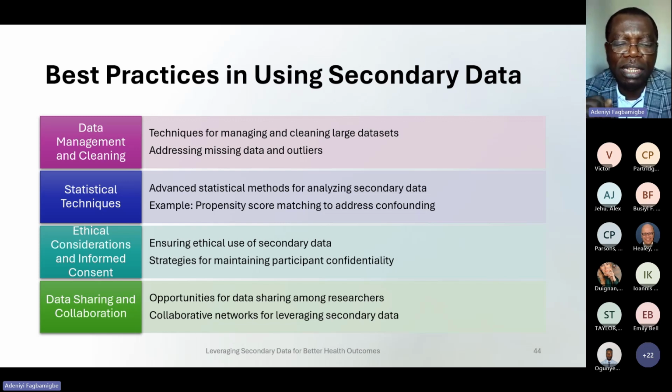Another one is ethical consideration. You need to ensure that the data that you are using was originally collected under proper approval. There must be sound ethical consideration. Otherwise, you cannot use it. The blame will be on the owner of the secondary data, the original owner, as well as the person using it. So there's need to check the bookings, what has been said about it, and so on and so forth. And of course, opportunities for data sharing among researchers. One needs to consider collaboration and data sharing when using secondary data.